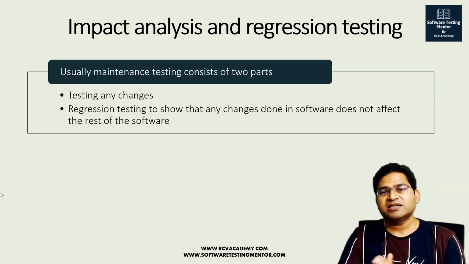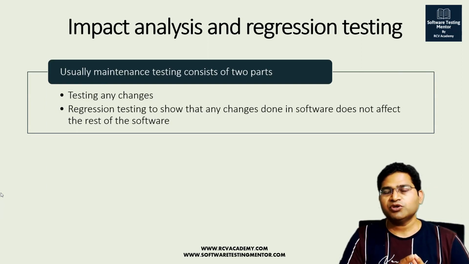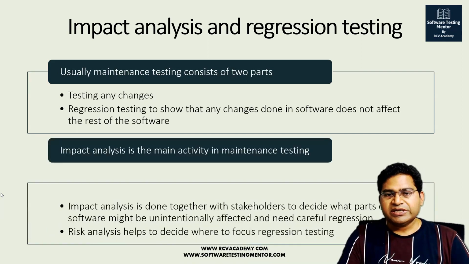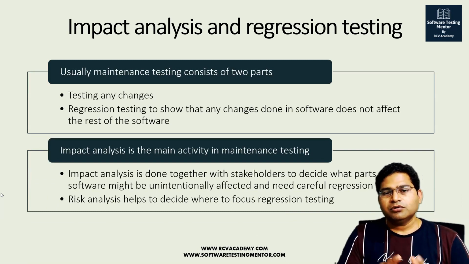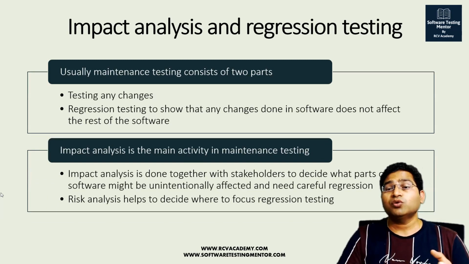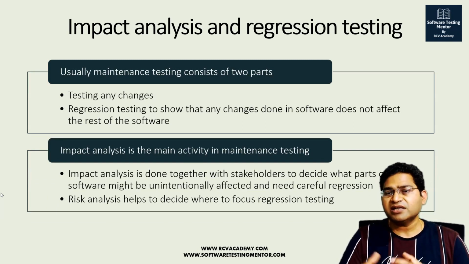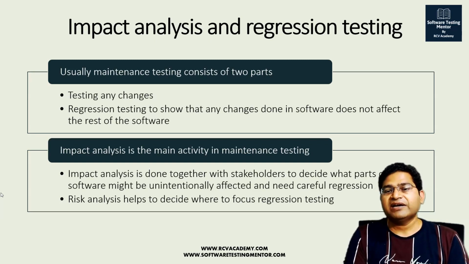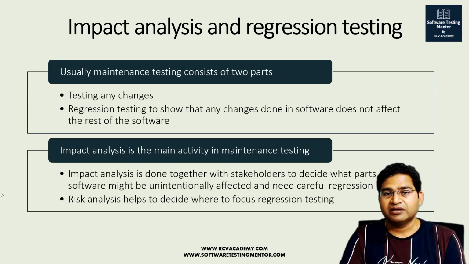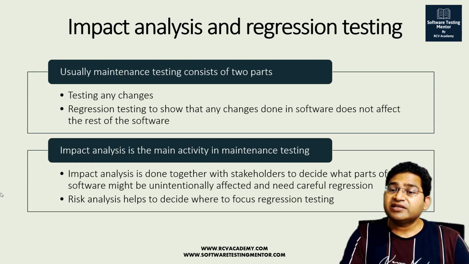So usually maintenance testing consists of 2 parts. When we talk about maintenance testing, any changes, and regression testing to show that any changes done in software do not affect the rest of the software. Impact analysis is the main activity in maintenance testing. It is analyzing the overall changes that are being done, usually with the stakeholders, to decide which part of the software might have been unintentionally affected. In that case, regression testing will be required.